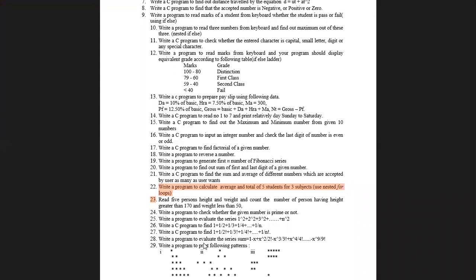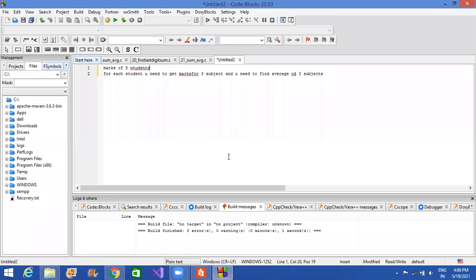So the same thing we need to do in the next program: we have to read the height and weight of 5 persons, and then check whether the entered height is greater than 170 and the weight is less than 50. I'm going to do that through the nested loop.